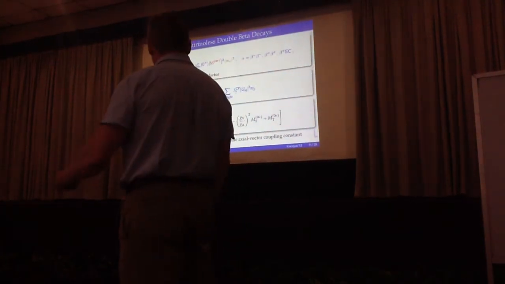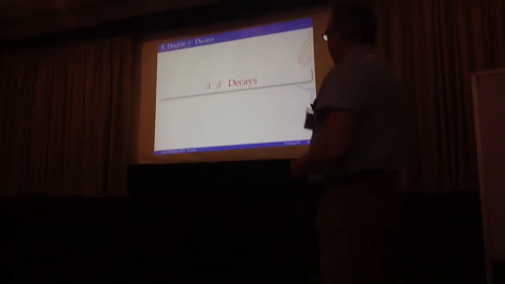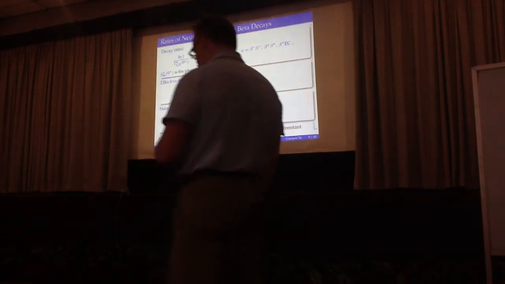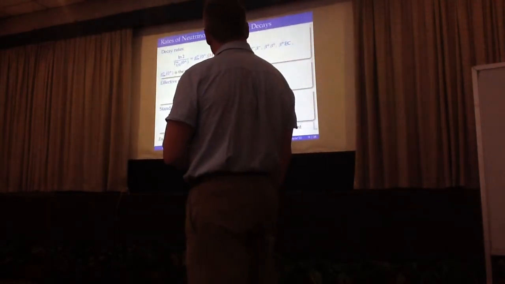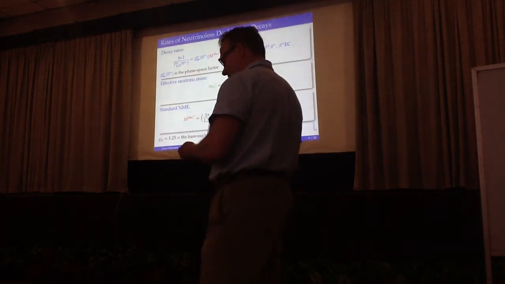Instead, I go directly to the second topic, which is double beta minus decays. You may note here that there are also some other types of decays, not only double beta minus decays, which I address later.